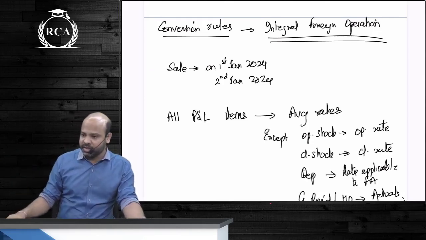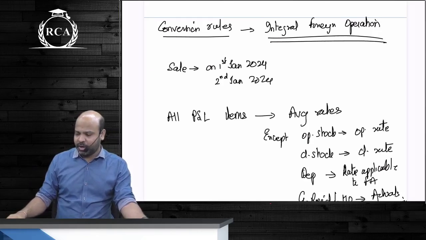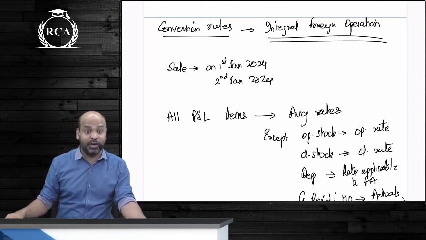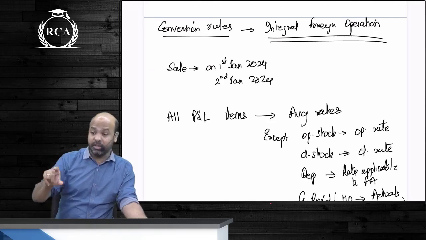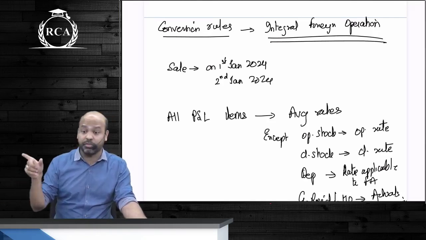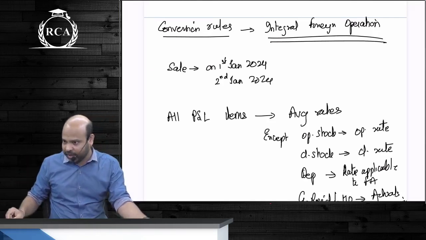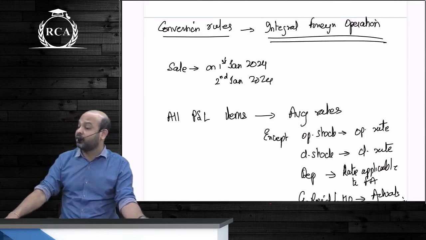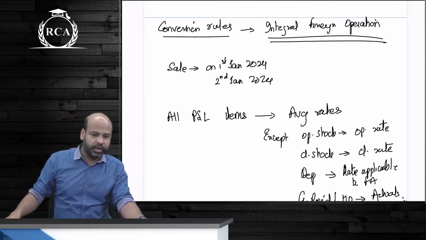If there are adjustments in relation to outstanding expenditure, guys, you will have to definitely incorporate them in the trial balance before converting, because that expenditure account for P&L will get converted at the average rate, but for the balance sheet it will get converted at the closing rate. Are we clear about this?